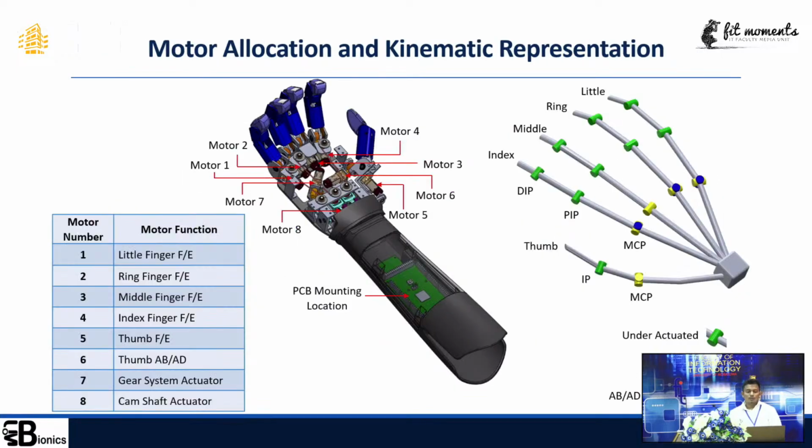So this is the motor allocation and kinematic representation of the design. There are 8 motors in this system. 5 motors are allocated to finger flexion and extension. The 6th motor is for abduction and adduction of the thumb, and 2 motors are allocated for the gear system and camshaft system. When it comes to the kinematic representation, you can see in green color, those are underactuated joints. Yellow ones are actuated joints, which means there is a motor for each joint, and the abduction adduction mechanism is represented in blue color.